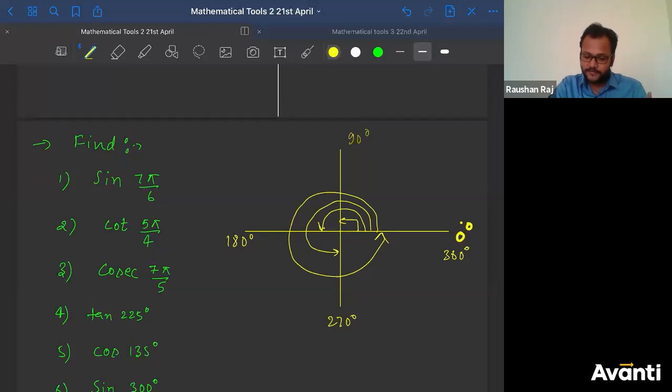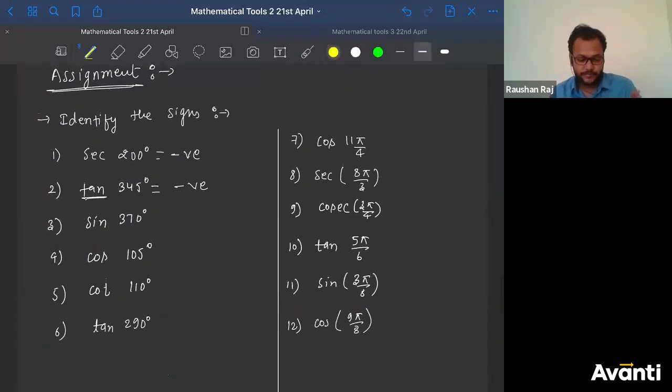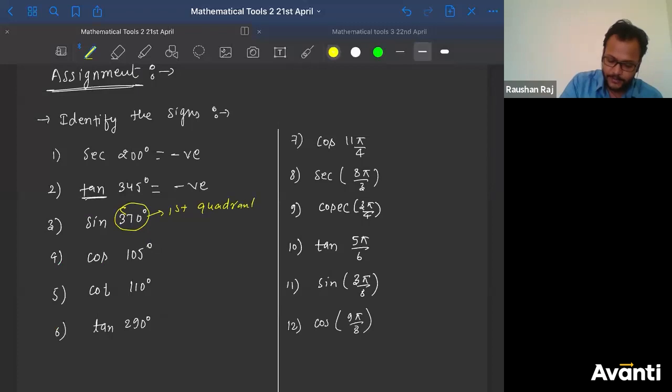If you increase the value of theta beyond 360, what will happen? If you are talking about 370, you have to go again 10 degree in anti-clockwise direction. So this will be again in first quadrant. So 370 is the angle which will lie in first quadrant. In first quadrant, all the trigonometric ratios will have positive value. If this lies in first quadrant, the value will be positive. Now, cos of 105 degrees.